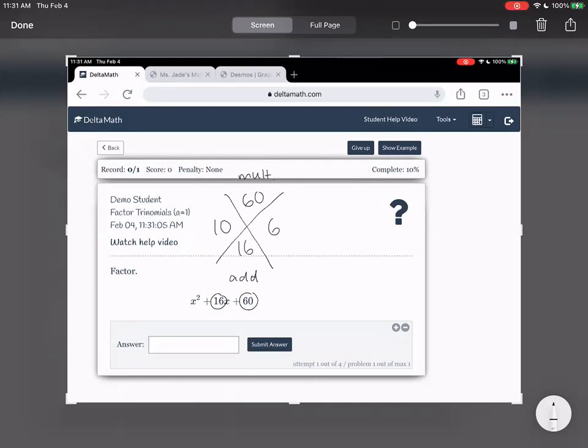You never know if we made a little mistake, but let's make sure. 10 times 6, does that equal 60? Yes. So far, so good. What about 10 plus 6? Does that equal 16? Yeah, we're good.